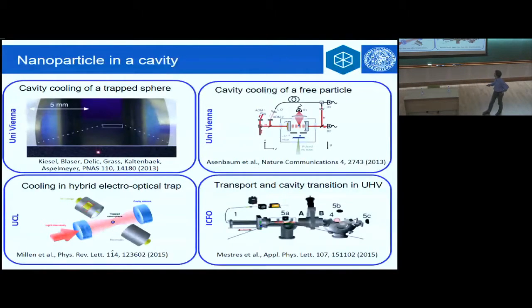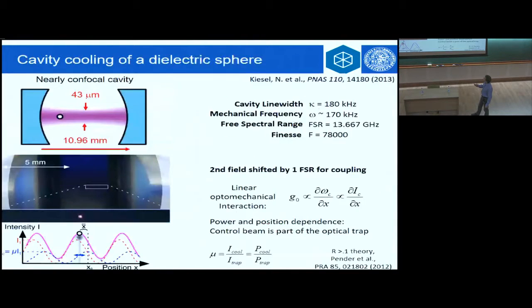And then there's also the group by Ramanujan, which have recently been showing that they can trap a particle in a kind of tweezer and then move that into an optical cavity. They're now working on showing the cooling of that as well. So very briefly, as time goes as always quicker than I thought.